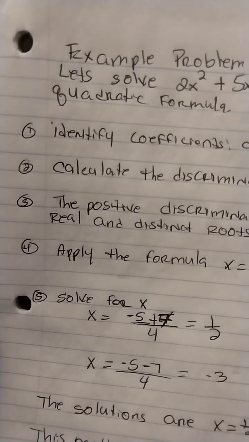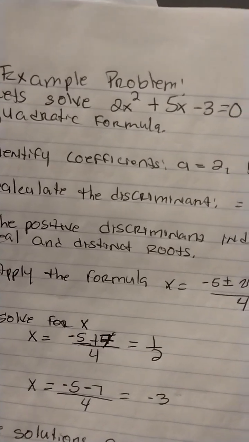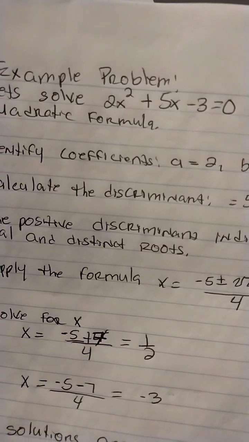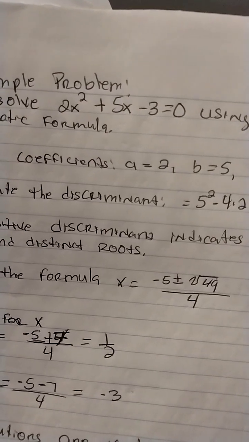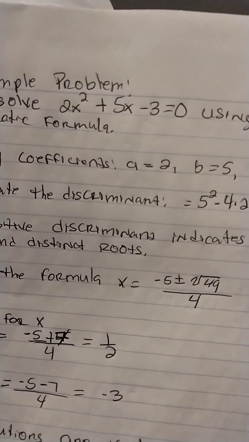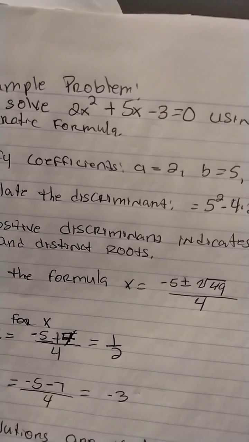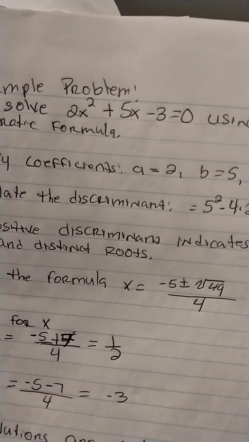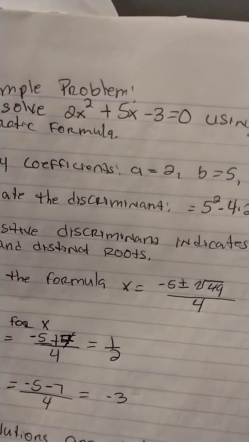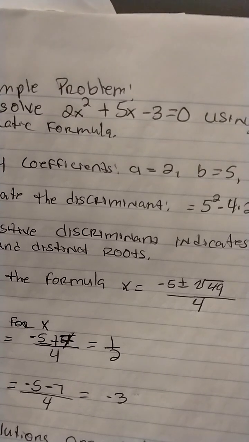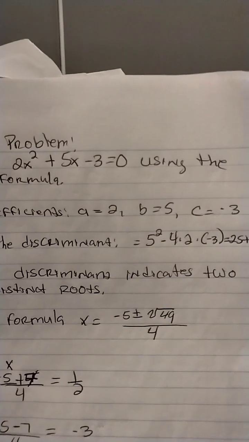So we're gonna calculate the discriminant, okay? Calculating meaning that we're gonna plug it in, okay? So now we have 5 squared minus 4 times 2 times negative 3 equals 25 plus 24, which is equal to 49.